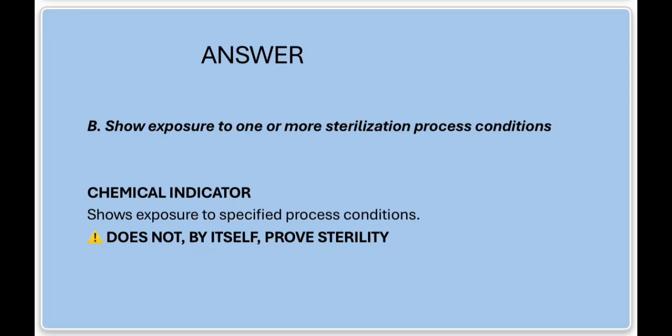The correct answer is B, show exposure to one or more sterilization process conditions. Chemical indicators respond to certain process variables or conditions. But here's an important part: a chemical indicator changing appropriately does not by itself prove sterility.